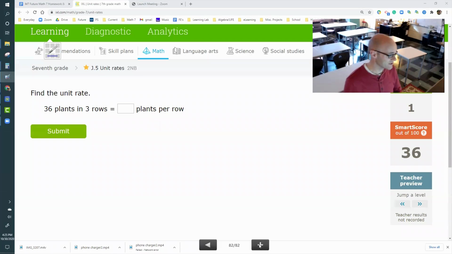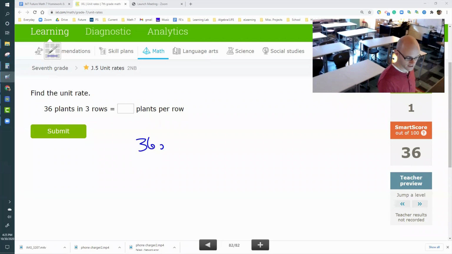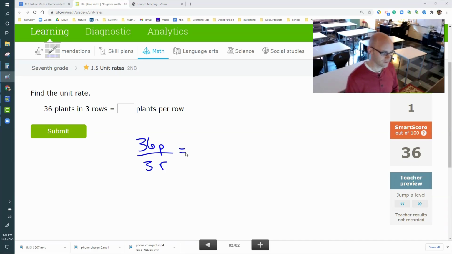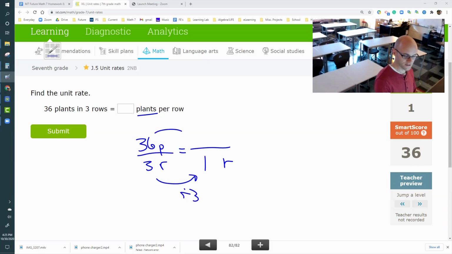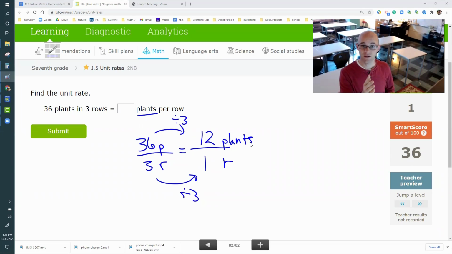Okay, in this example, it says you have 36 plants in 3 rows. Let's write that out: 36 plants in 3 rows. I'll use abbreviations P and R for plants and rows. Then it says how many plants would that be per row? That refers to 1 row. Well, to get from 3 rows to 1 row, they divide by 3. So let's go ahead and divide by 3 in the top as well. 36 divided by 3 would be 12 plants per row. That makes sense to me because if I plant 12 plants and that's 1 row, if I did that 3 times, I'd be back to 36 plants in 3 rows.